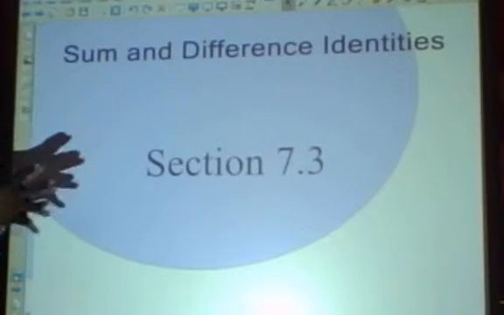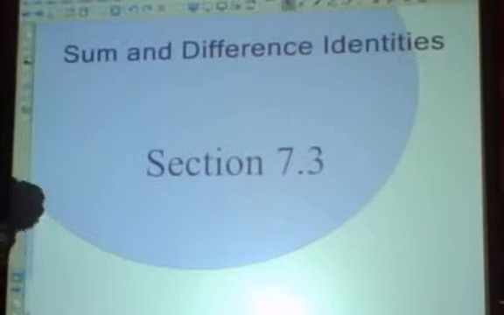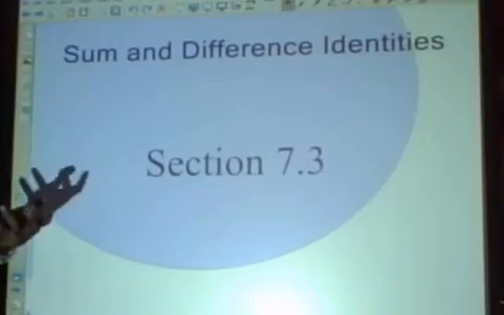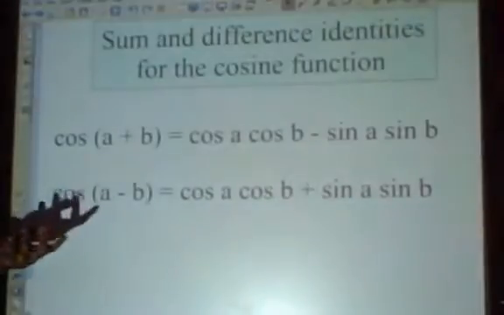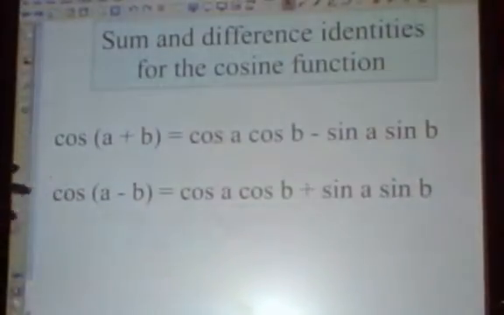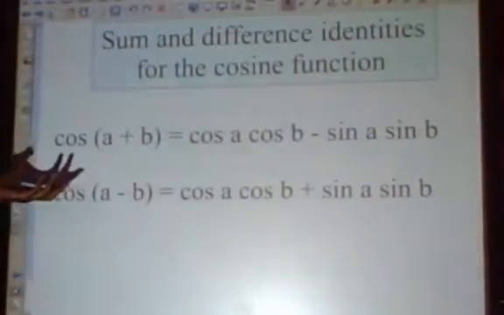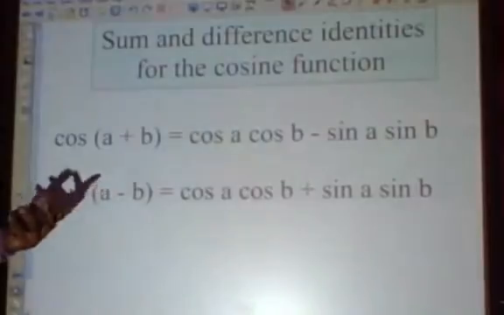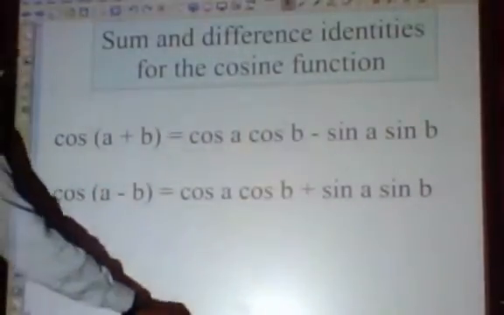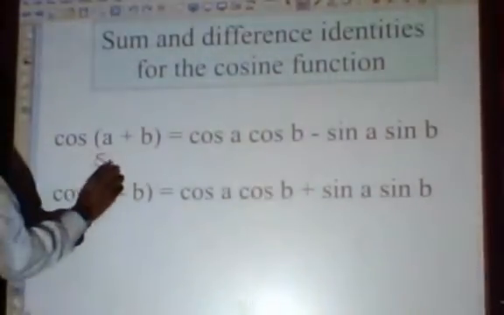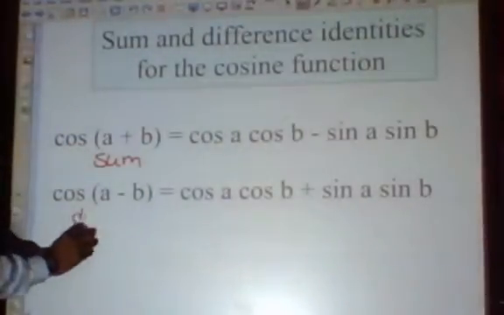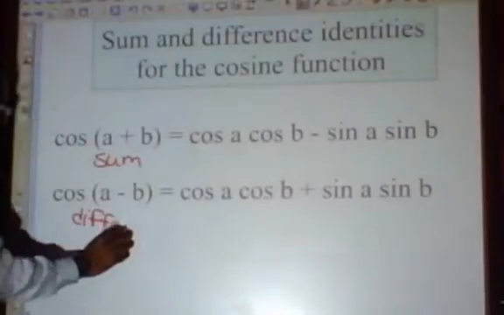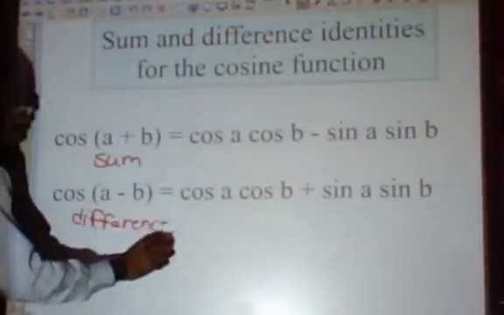For the sum and difference identities, there's actually going to be three parts of it. So we're going to start off with one of them. We're going to start off with cosine, the cosine of the sum and difference identities. We have cosine A plus B, and we have cosine A minus B. Cosine A plus B is the sum, because you're adding. Cosine A minus B is the difference, because you're subtracting. So therefore the sum and difference.